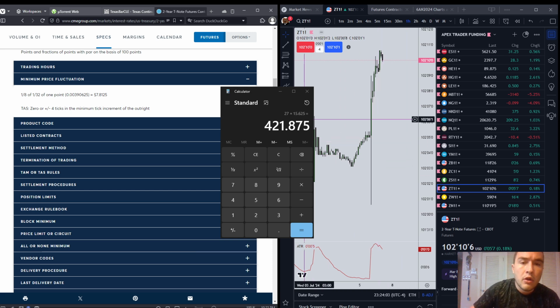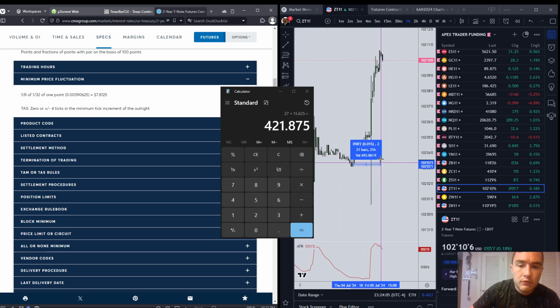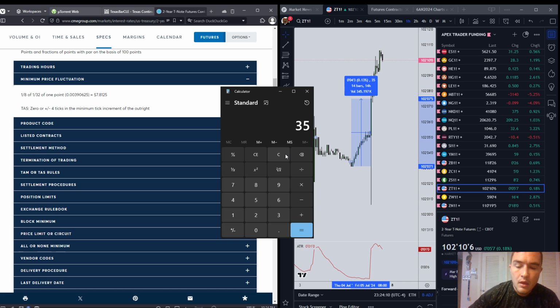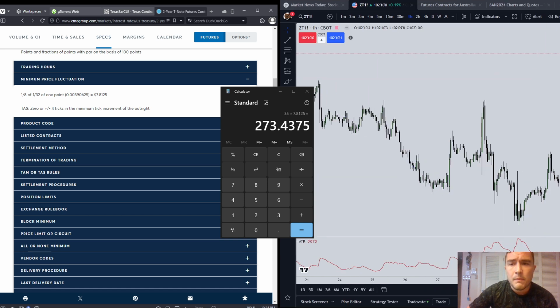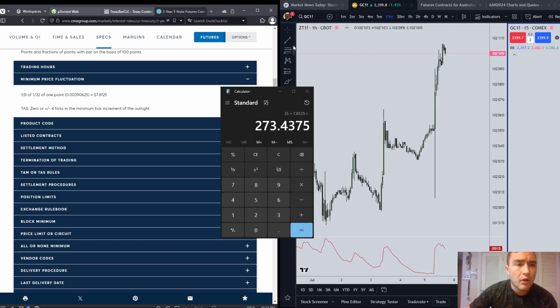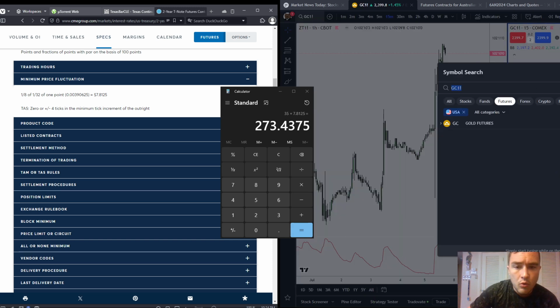So to give you an example, when the 2-year note moved up 35 ticks, that moved up $273.43. So what you should get from this is that the 30-year is the biggest contract, the 10-year is a smaller contract, and the 2-year is the smallest. Okay, guys, what you should know about trading the bonds is that the futures are inversely correlated.